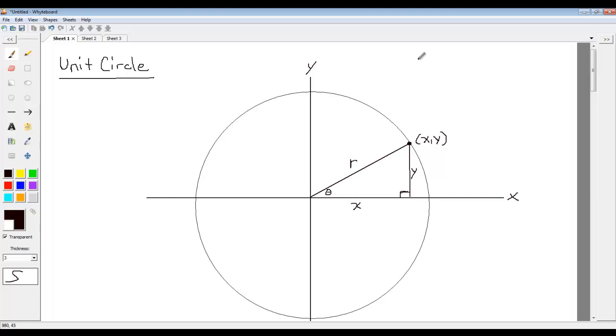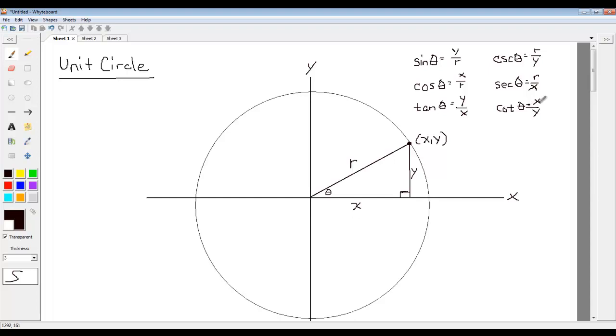If it's situated in a circle, that length is the radius of the circle. And we learned that sine of theta is not only opposite over hypotenuse, but y over r. Cosine of theta is not only adjacent over hypotenuse, but x over r. Tangent of theta is opposite over adjacent, or y over x. Then you've got your reciprocal identities too. Cosecant of theta was r over y, secant of theta was r over x, and cotangent of theta was x over y.